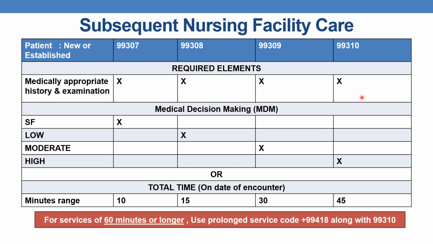And in order to code 99310, a high level of MDM is required, and whenever time is considered, 45 minutes must be met or exceeded. For services of 60 minutes or longer, use the prolonged service code plus 99418 along with 99310. These are the subsequent nursing facility care CPTs and their requirements. And there is no distinction between new and established patient, even in this case.